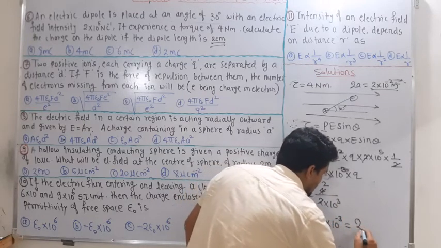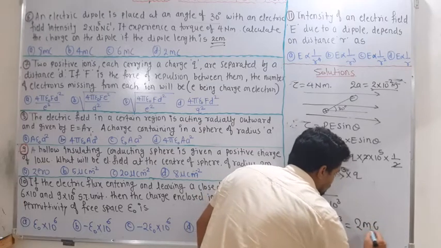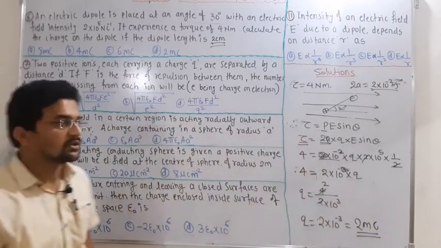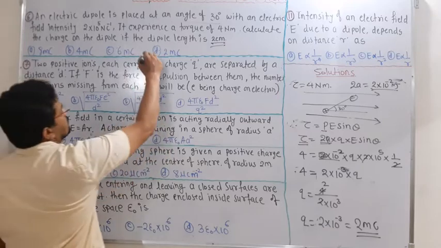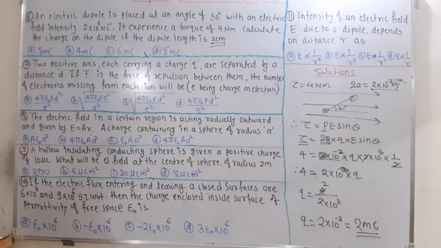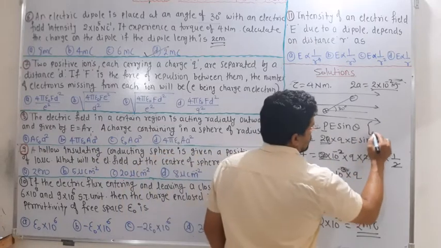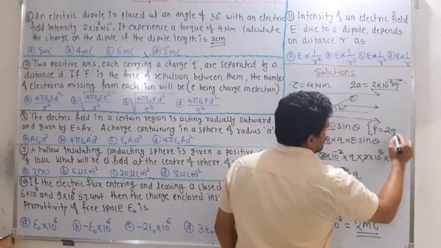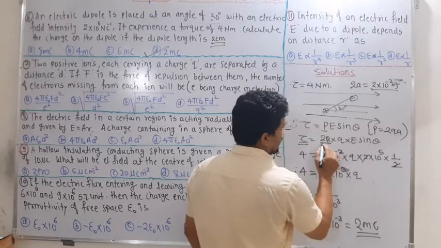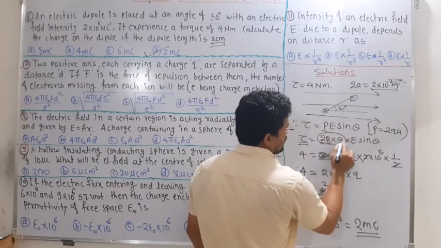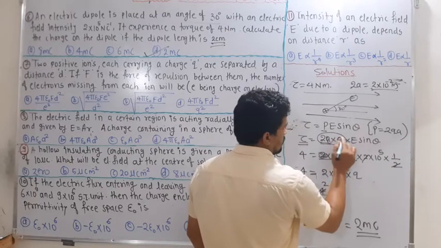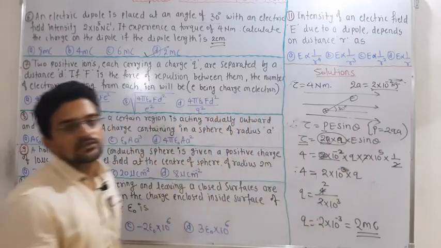So this can be written as 2 millicoulomb. Okay, so option is D. Just pause the video and see. Because here we have taken P as the dipole moment, that is 2qa. So this is the dipole moment, 2a into q. Just pause the video and see the solution.